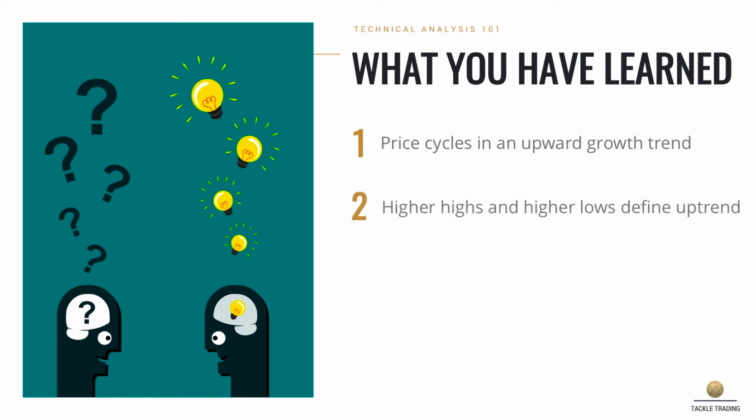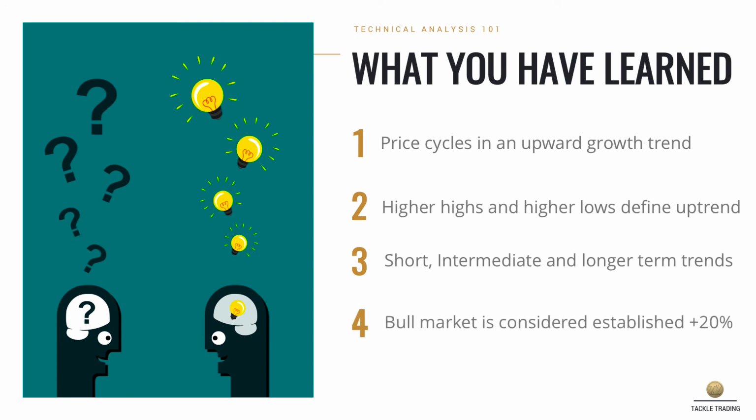The trend is primarily defined by higher highs and higher lows, and we look for that stair-stepping progress in the price chart. Three, we see that there are short-term trends, intermediate trends, and longer-term trends. We understand that there are trends within trends and cycles within cycles, and the short-term and intermediate trends are always contained in the context of the longer-term primary trends. And finally, four, a bull market is considered established after the market has risen 20%. So again, it doesn't necessarily merit a bull market unless it's gone up over 20%.